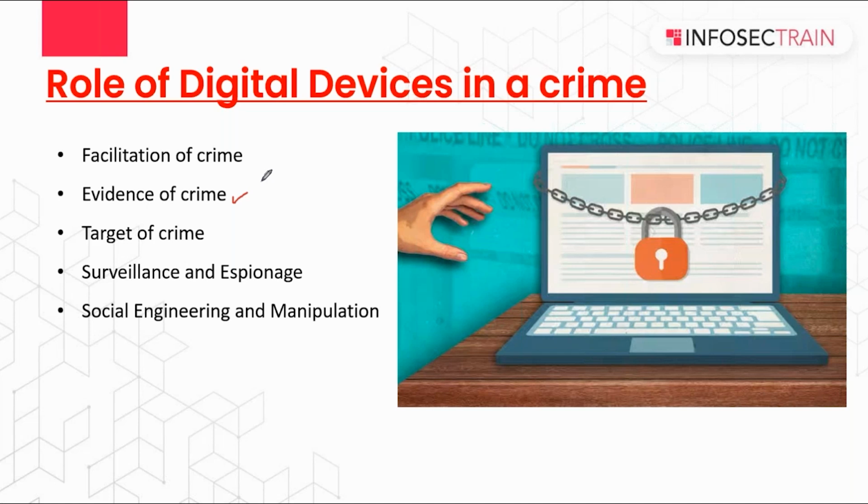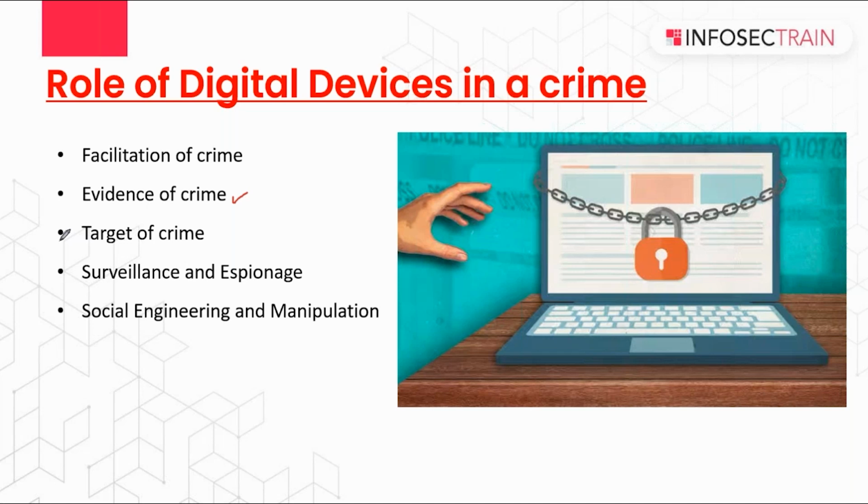Target of crime: digital devices themselves can be the target of crime. For example, thieves might steal laptops or smartphones, or hackers might target computers to steal data or plant malware. Surveillance and espionage: spyware and surveillance tools. Criminals may use digital devices for spying on individuals or organizations. This could involve the use of spyware or other surveillance tools to gather sensitive information.